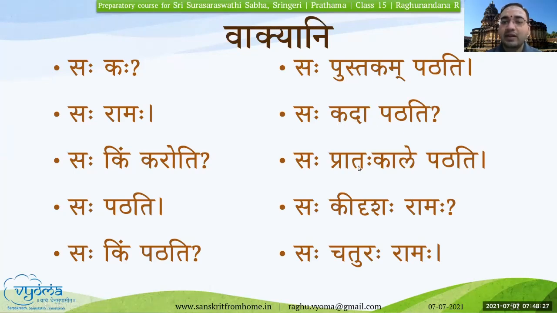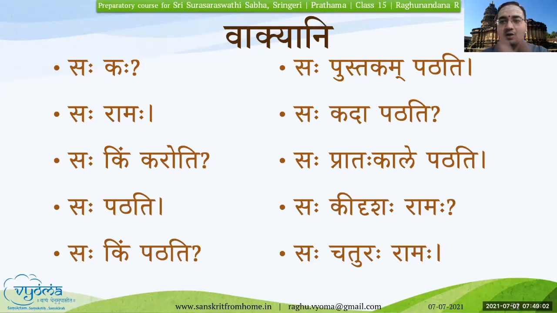Next you are adding more and more words to this sentence. Saha kada pathati. When will he read? Saha pratah kale pathati. He will read in the morning. Then saha kidrishaha ramaha. What kind of Rama is he? Saha chaturaha ramaha. He is a clever Rama. Now, this is the art of framing sentences, creating more and more sentences and being more creative. So, you know the basic words, you know the pronouns, you know the questioning words, you know the Namapadani, you know the Visheshanani. Now, we shall all stitch these together to form a big and a meaningful sentence.